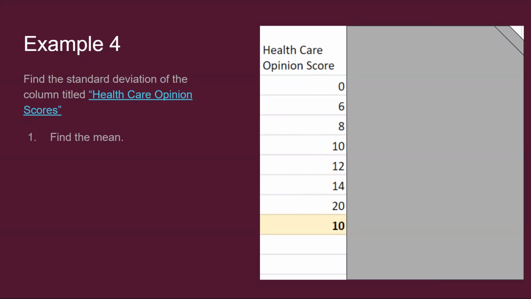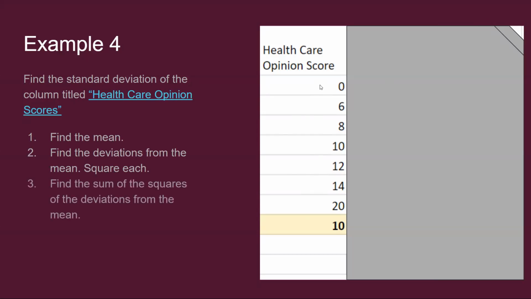So again, in order to find the standard deviation, first always calculate your mean. Then you will take each value from your set of data and you will find the deviations for each value from the mean. So you will take that value, subtract the mean from it, and then you will square each of those deviations. For step 3, you'll find the sum of the squares of the deviations from the mean. And next, for step number 4, divide by what we call the degrees of freedom. So you'll take the number of terms you have minus 1.